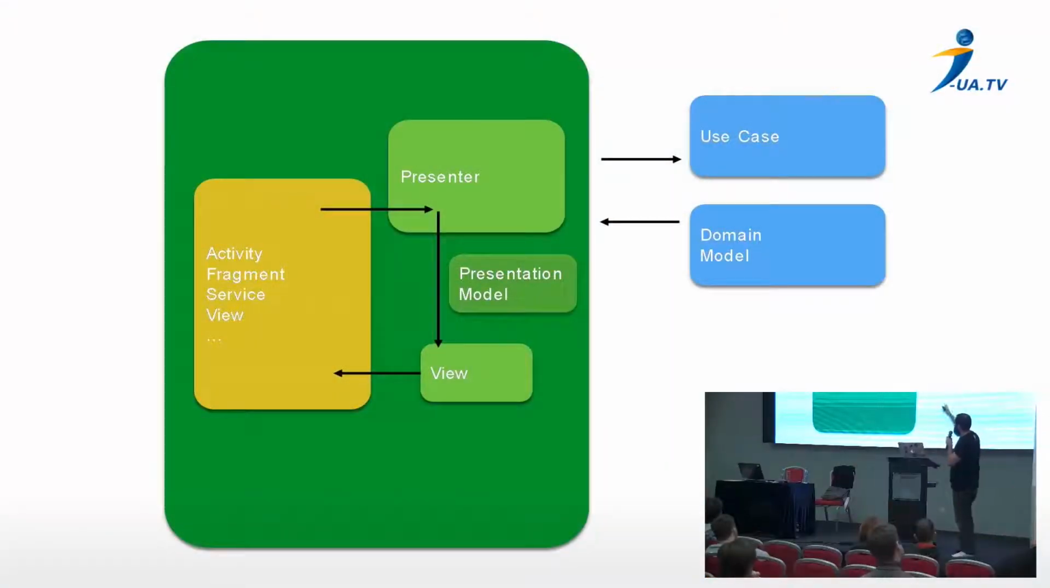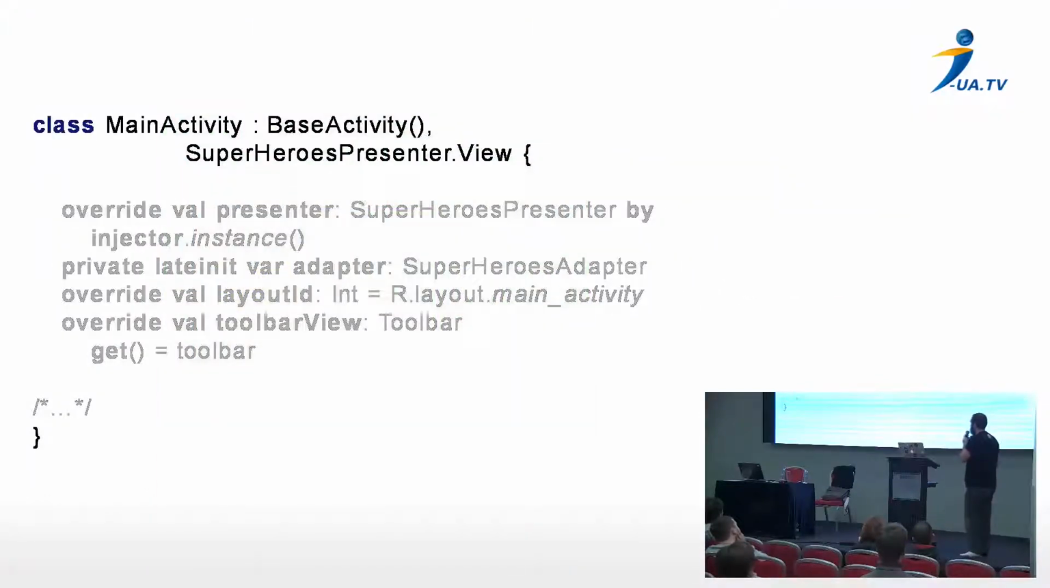We have presenters. We have passive views. This view is not an Android view; it's a passive view, and we are going to have activities. And we want to do something about this problem. I have an activity, I have a base activity that implements the view. This is the normal code that we are going to use.